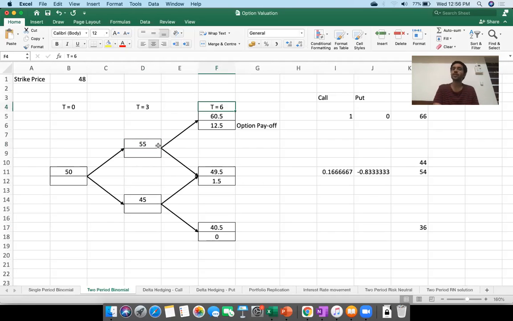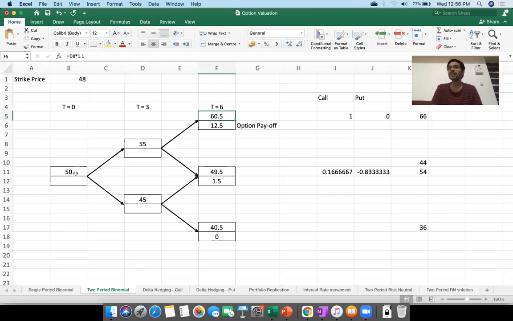At t equal to 3, there are two possibilities, and at t equal to 6, although it might look to you that there are only three possibilities, 60.5, 49.5 and 40.5, there are actually four possibilities. The reason being, the share price can go up from 50 to 55 and from 55 to 60.5. That becomes the first possibility.